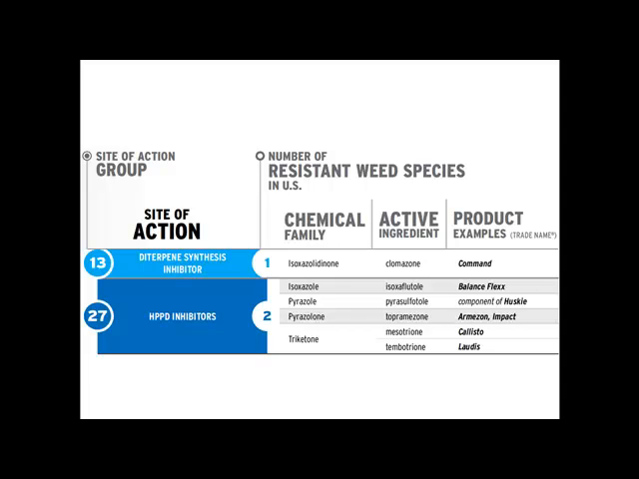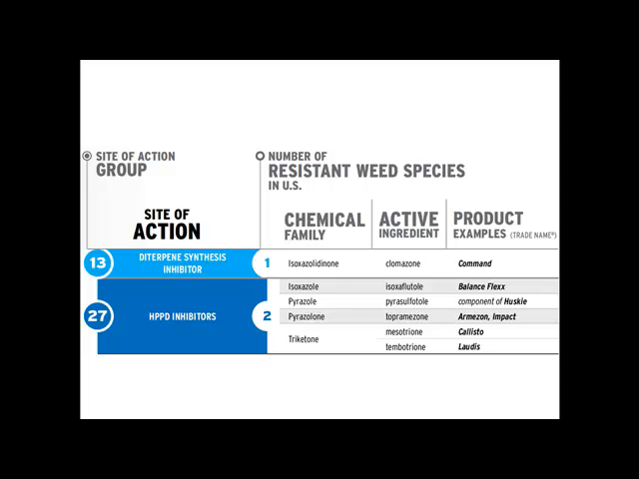This presentation will be covering the mode of action, pigment inhibitors. This mode of action includes group 13, known as the diterpene synthesis inhibitors, which I always think I say wrong, and group 27, the HPPD inhibitors. Currently, 3 different weed species are resistant to these 2 sites of action. These sites of action contain 5 different chemical families, a number of active ingredients, along with an even larger number of products that correspond to those active ingredients.